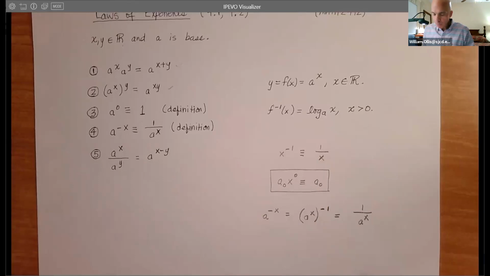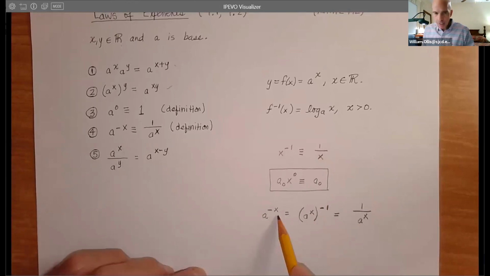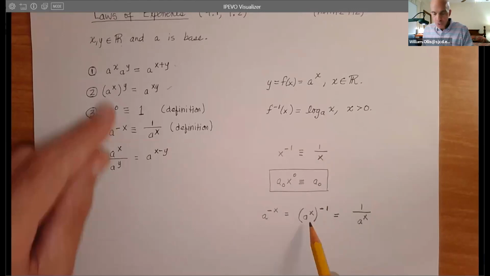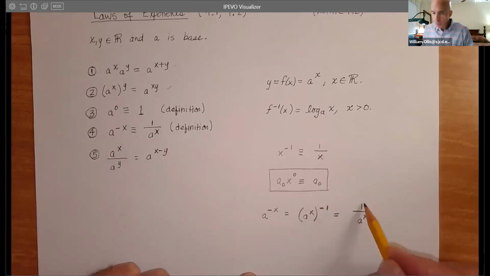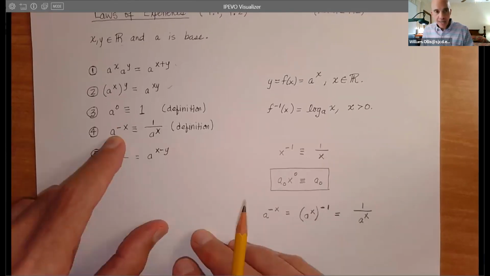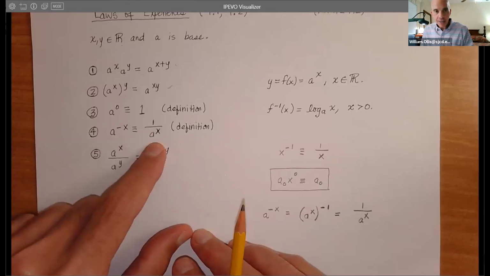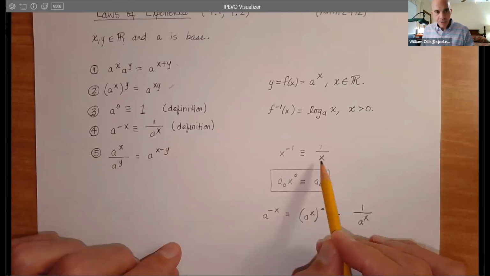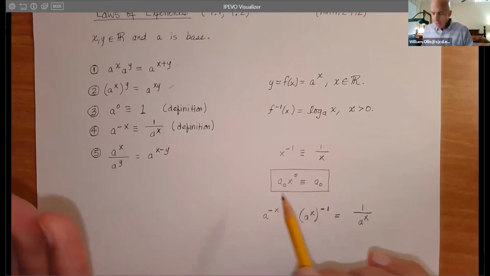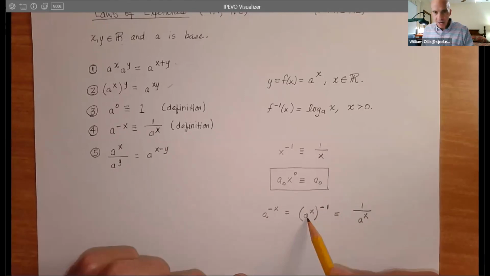For instance, we can say a to the negative x and use this rule number 2 and just write this as a to the x raised to the negative 1 power. And then the negative 1 power will actually reciprocate like we do here, and we get 1 over a to the x. Now, if you want to leave out the middle step, you can just say a to the negative x is just 1 over a to the x. So basically, we get reciprocation just like we get here, but again, looks just a little bit different because we have that a, the base, and the power.